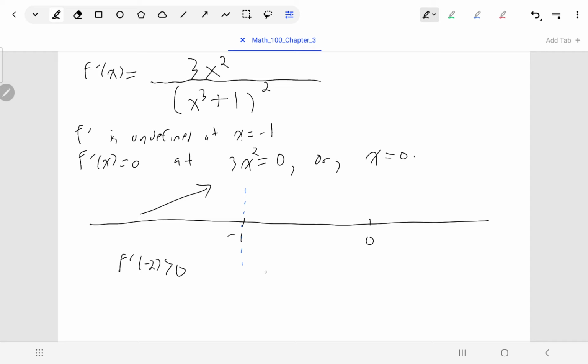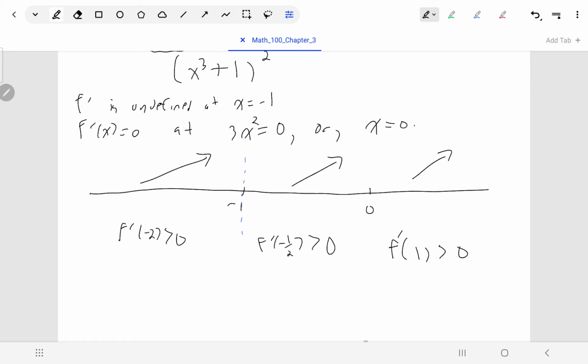And then between -1 and 0, let's go for a -0.5. And you'll find for that it's also a positive first derivative. You're increasing there as well. And after 0, if I were to pick a value of, let's say, +1, and put that in my first derivative, I'd have 3 over 2 squared. That's a positive number. Again, you're increasing.